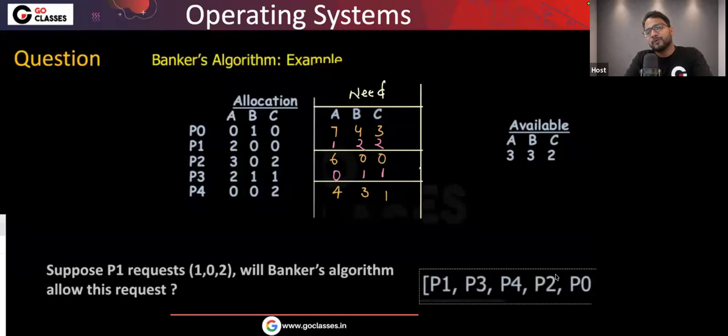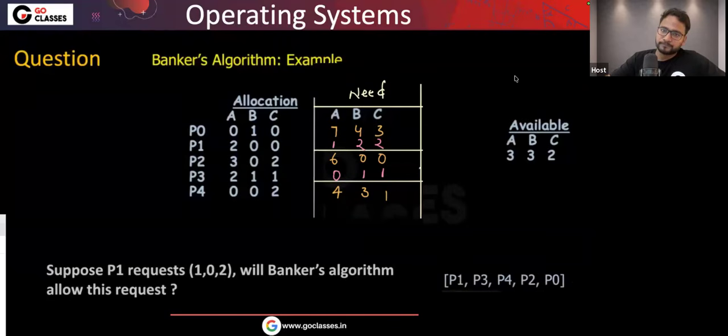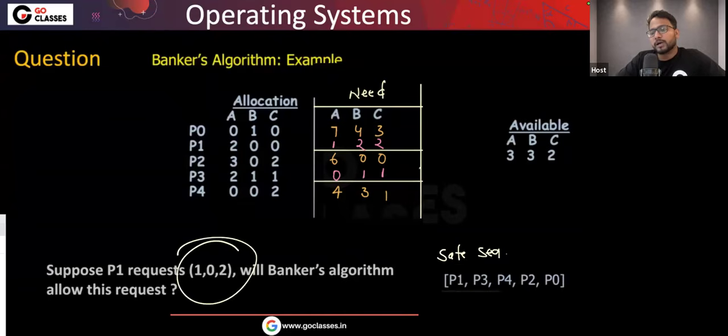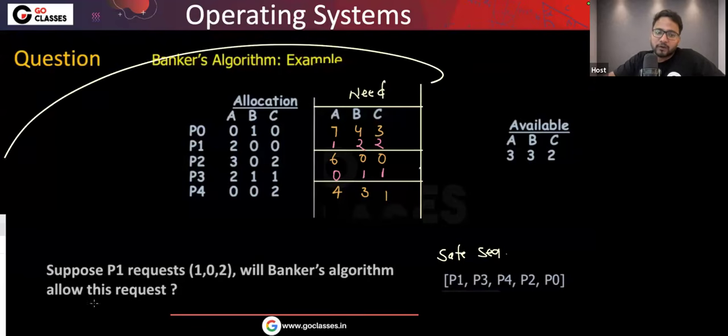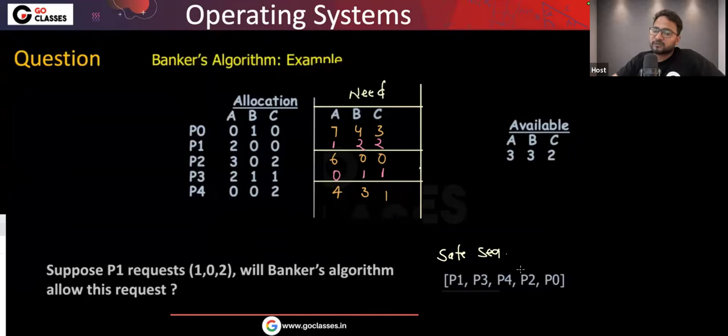Let me ask one question here. We have already calculated the safe sequence. Okay, this was the safe sequence for this system. Now they are saying if P1 asks for something, okay, P1 asks for 102 or something, right? Then after that, will the system still be in a safe state? Then without even calculating anything, with this information only, if you already know the safe sequence and P1 is requesting, you can directly say yes, it will also be in the safe state.